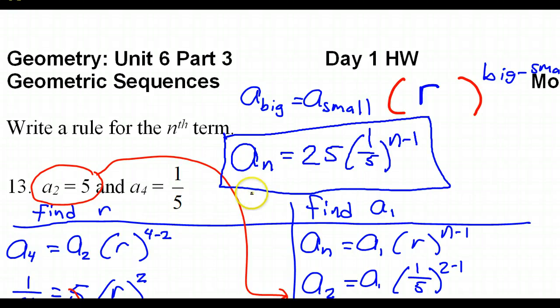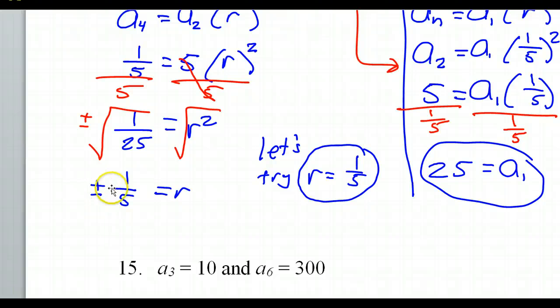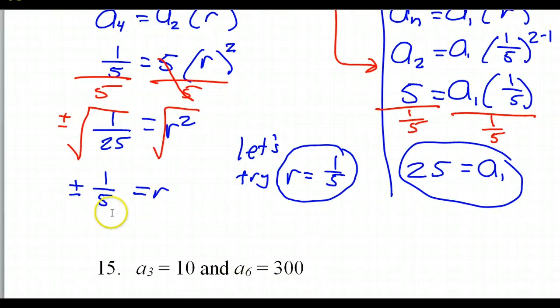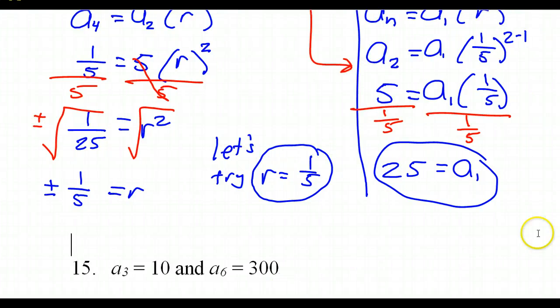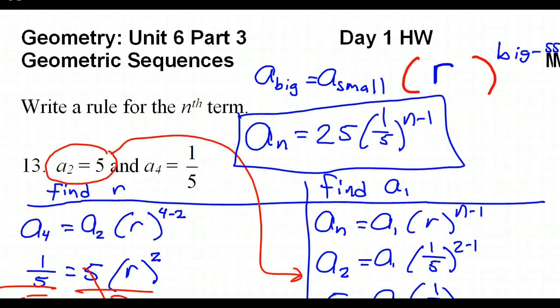that we could use. Now remember, I told you that the r value could have been positive 1/5 or negative 1/5. The reality is, if I use the negative 1/5, I will get a different answer. I'll get a different a value. But the reason is, for this particular problem, there are two different equations that you could use that would give you the second term of 5 and the fourth term of 1/5. So there are two different correct answers for this problem.